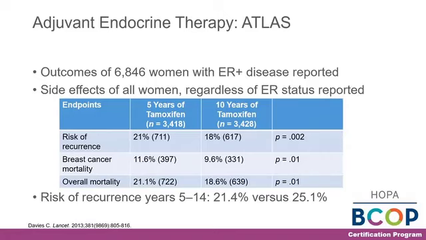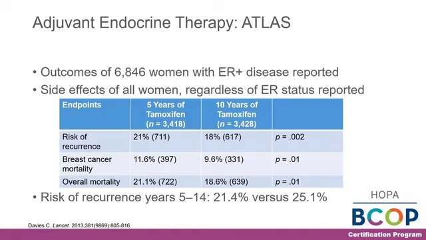The study only reported the outcomes of the patients who had ER positive disease. So there were patients in this study who actually didn't have ER positive disease, but the side effects were reported for all the women regardless of ER status. So the endpoints are on the far left-hand side, which included risk of recurrence, breast cancer mortality, and overall mortality.